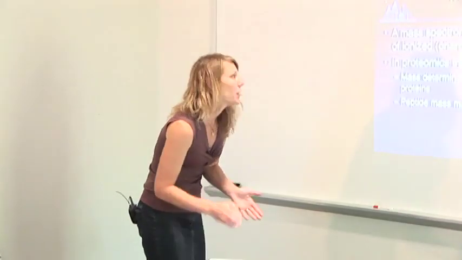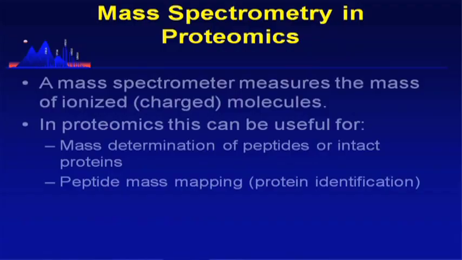Okay? So first of all, we can ask the question, what is a mass spectrometer, and what does a mass spectrometer do? In very basic terms, a mass spectrometer measures the mass of ionized or charged molecules, right? Very basic definition of what a mass spectrometer does. And why is this useful to us in proteomics? In proteomics, this can be useful for example for determining the masses of peptides or intact proteins. And this can be used through what we call peptide mass mapping to identify proteins.